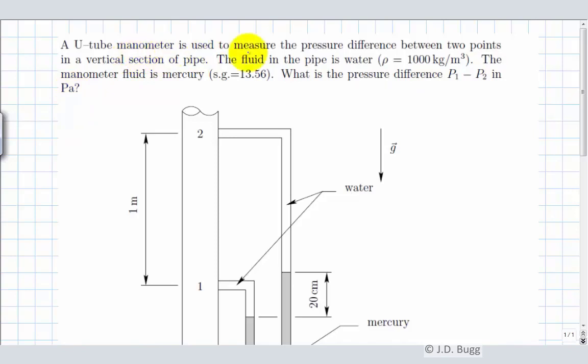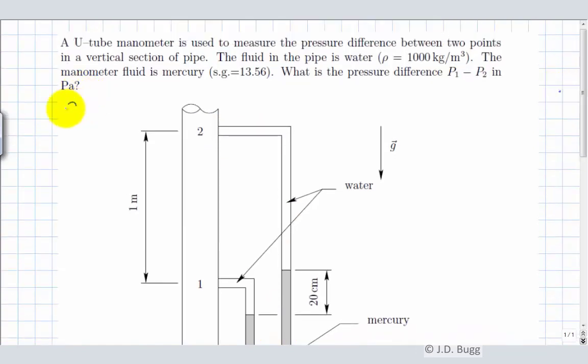So we have a pipe and a manometer here. This is the pipe, and there's probably fluid flowing in that pipe, but we don't really care about that, because what we're going to do is use the manometer, which is this tube, to measure the pressure difference between point 2 and point 1. That's what we've been directly asked to find. So we're going to be focusing on the manometer tube where the fluids are stationary. Fluid might be flowing in the pipe, but the fluid in the manometer tube will be stationary.